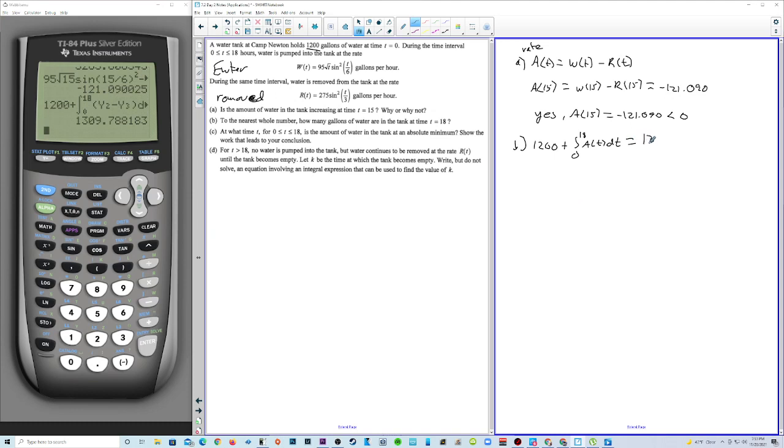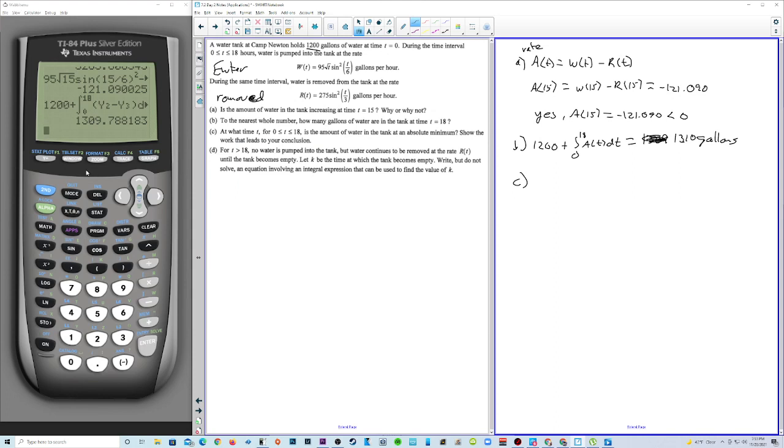So the amount is 1,309. Actually, 1,000. Am I rounding to the nearest? To the nearest whole number. So we have 1,310 gallons. Letter C. At what time t for 0 to 18 is the amount of water in the tank at an absolute minimum? Show the work that leads to your conclusion.